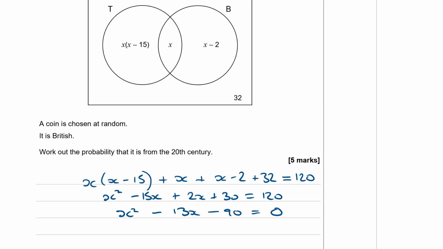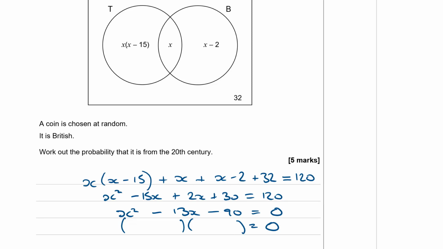So we've got a quadratic equation that we need to solve. Always worth trying to see if we can factorize them first, because that's a lot easier than the formula. So can we think of two numbers that multiply together to give us negative 90 and add up to negative 13?